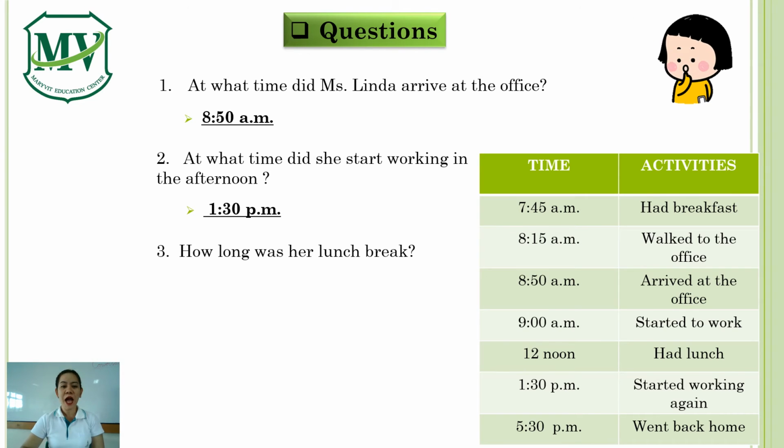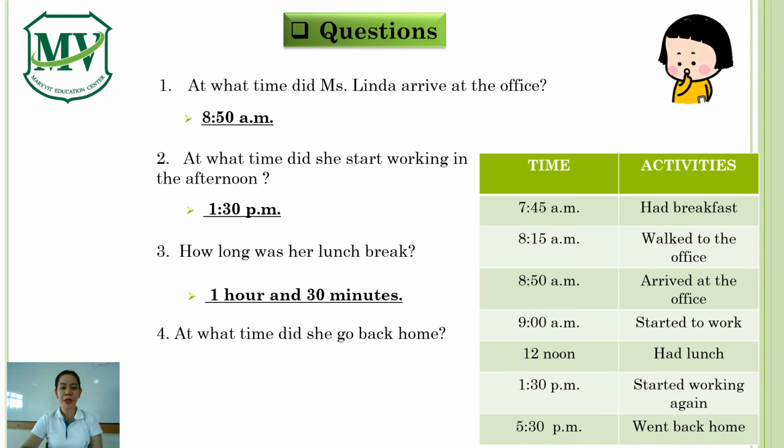Question number 3. How long was her lunch break? She had her lunch at 12 noon and went back to work at 1:30 p.m. 12 to 1 means 1 hour plus 30 minutes, which gives us 1 hour and 30 minutes. Question number 4. At what time did she go back home? Look at the timetable. Very good. She went back home at 5:30 p.m.